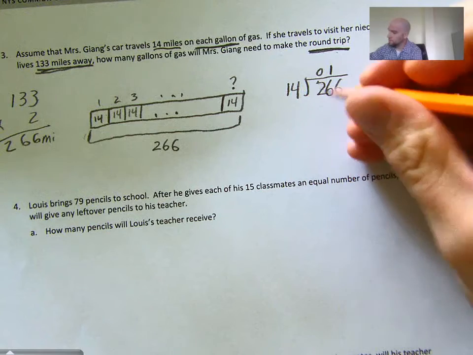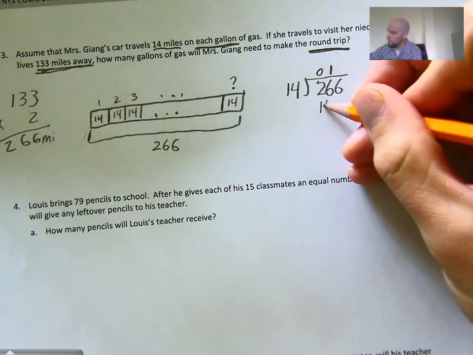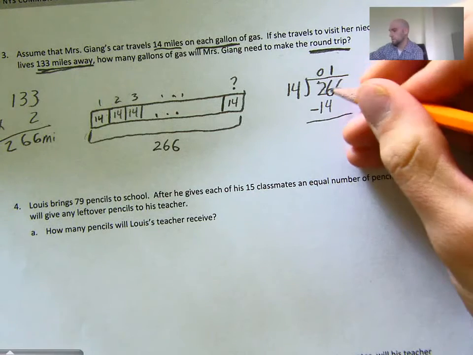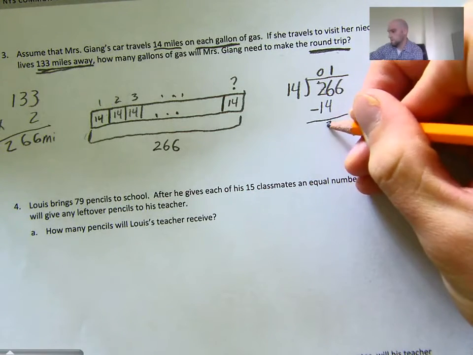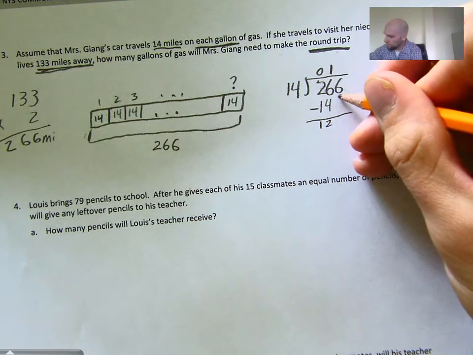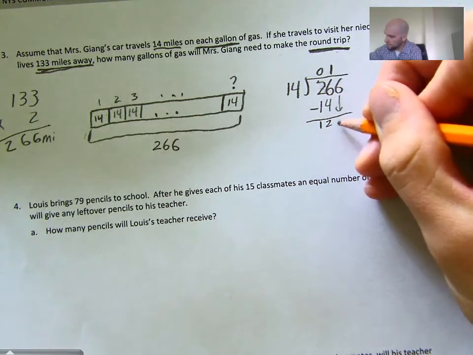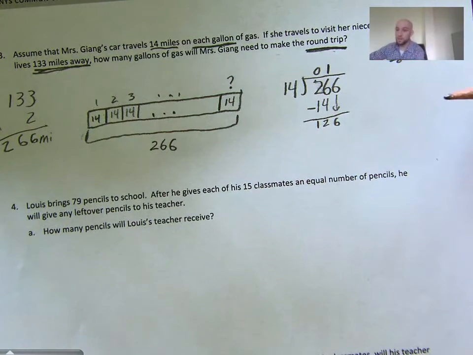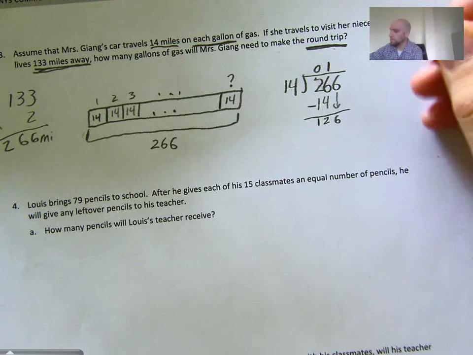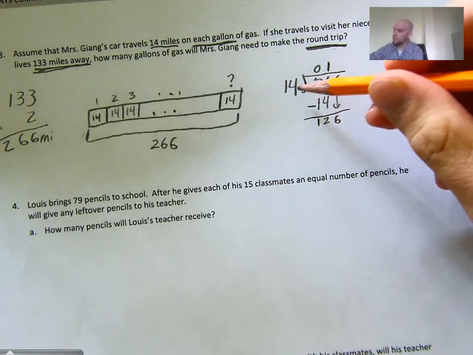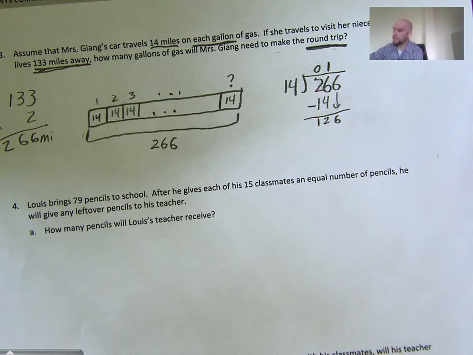So I'll do 14, 26 minus 14 is 12. And then I need to bring down my 6, and I get 126. Well, 14 goes into 126, but we don't know how many times. I'm going to estimate now to figure that out. I'm going to round 14. Let's round it down to 10.